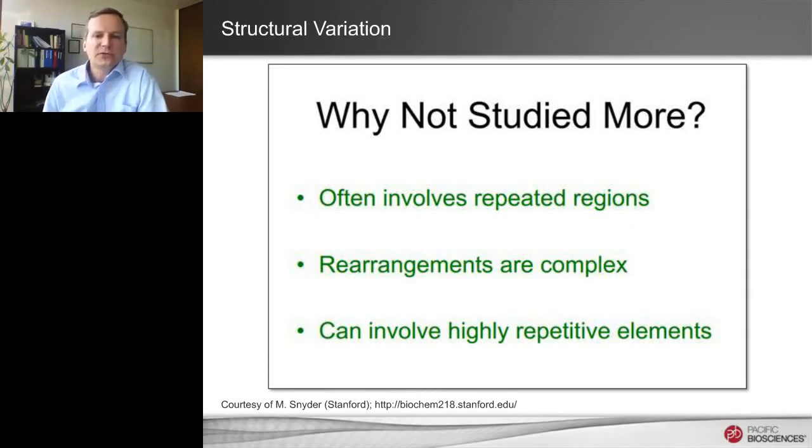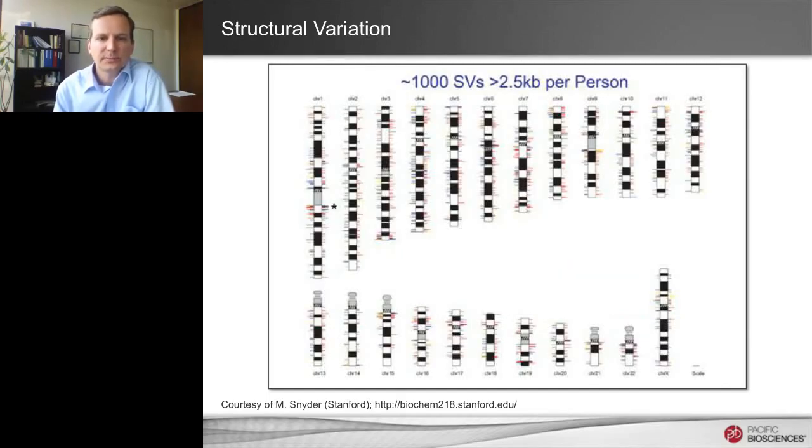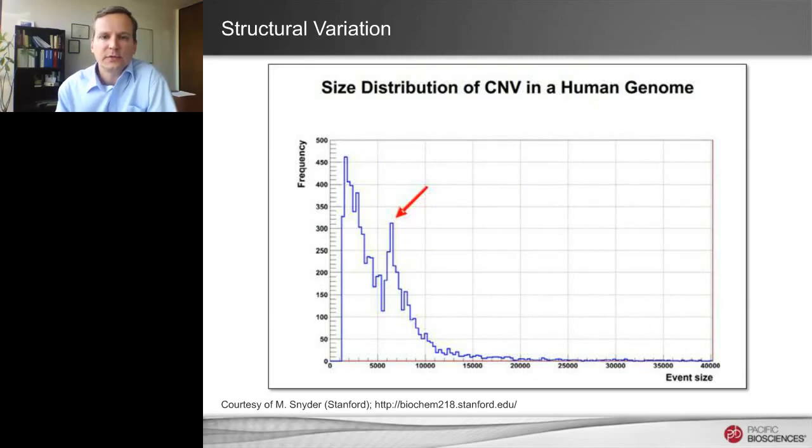Well, it often involves repeated regions. The rearrangements are complex, and they can many times involve highly repetitive elements. And so those are areas where the short-read technologies have more difficulty uniquely characterizing them. This, I think, is a very powerful slide that he is showing, where per person there are about 1,000 structural variations that exceed 2,500 bases in size, and they're shown here on this slide with the red hash marks alongside the chromosomes.